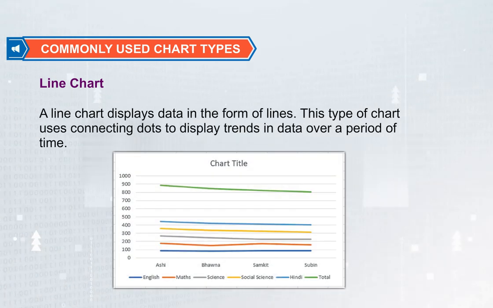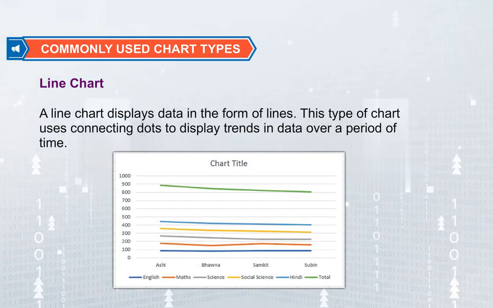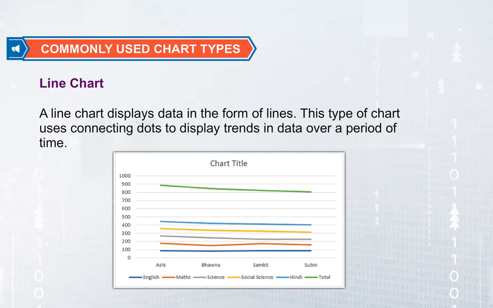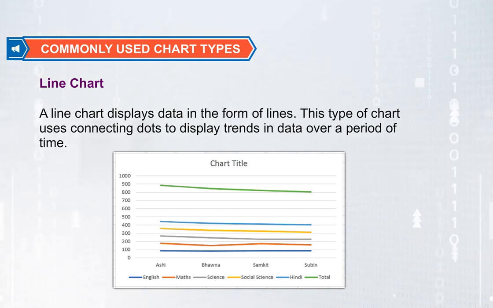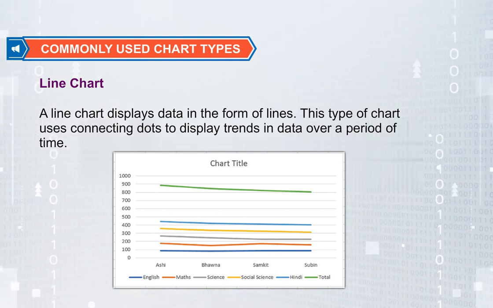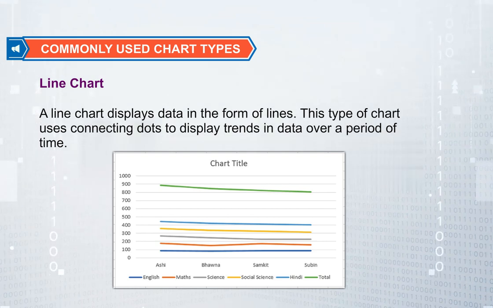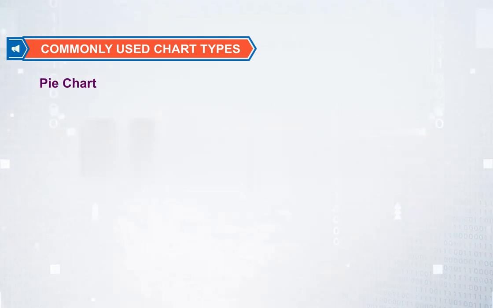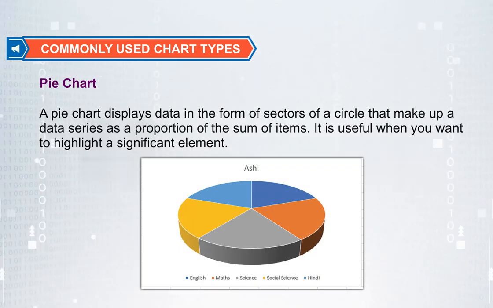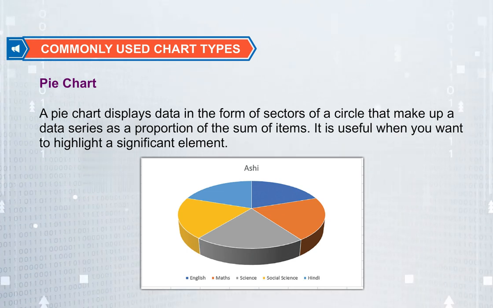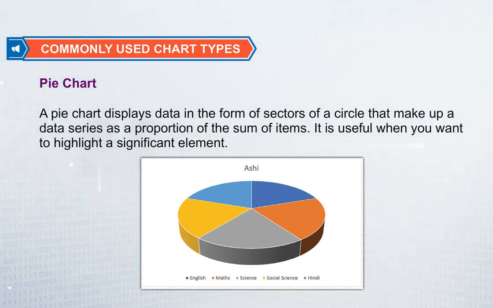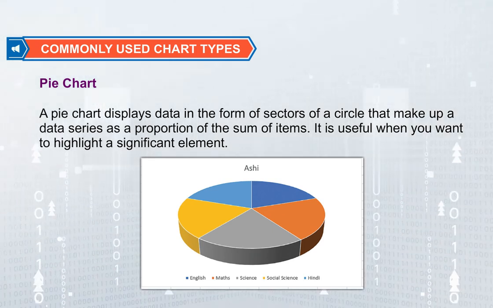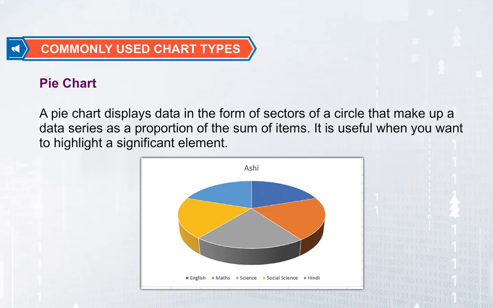Line chart. A line chart displays data in the form of lines. This type of chart uses connecting dots to display trends in data over a period of time. Pie chart. A pie chart displays data in the form of sectors of a circle that make up a data series as a proportion of the sum of items. It is useful when you want to highlight a significant element.